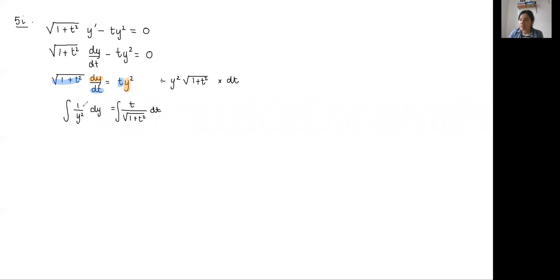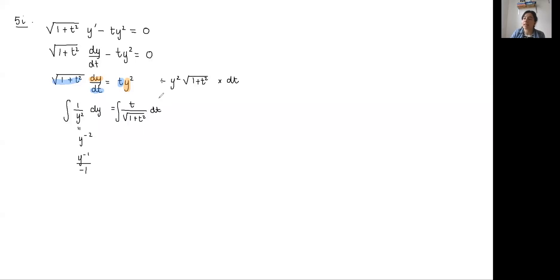So on the left-hand side, I'm going to integrate this right away. Remember, this is the same as y to the power of -2, right? And so when I integrate this, I'm going to get y to the power of -1 divided by -1.